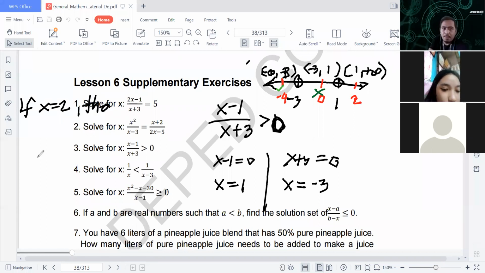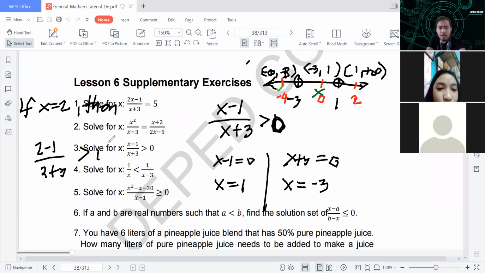what will happen? Again, you follow this inequality. You have here 2 minus 1 over 2 plus 3. Is it greater than 0? Let's test it. So 2 minus 1 is 1. 2 plus 3 is 5. Positive divided by positive is positive, and that is greater than 0. So it means we can include this in our solution set.